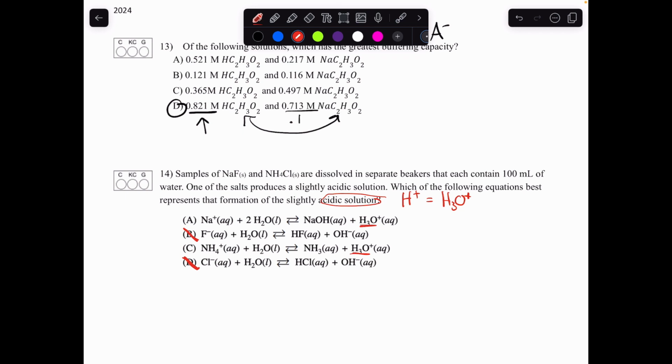Then what you want to look for next is the other thing that gets created. Since this is a strong base, then the reaction would be pushed back the other way, which means this really isn't made. But since this one is a weak base and stays together, then this is the one I'd pick, and it is C.